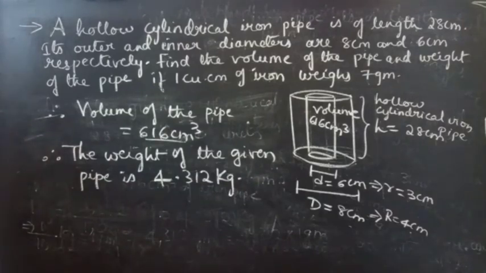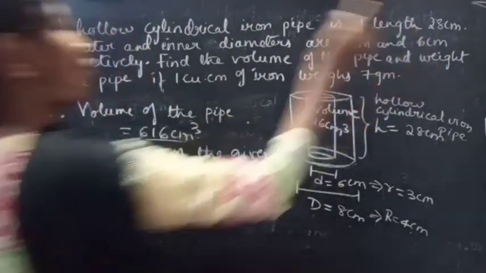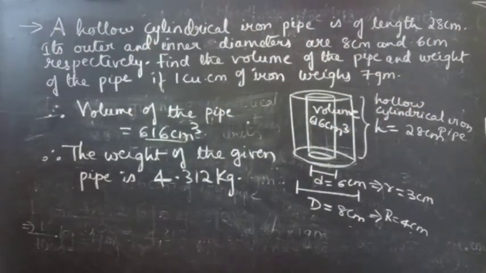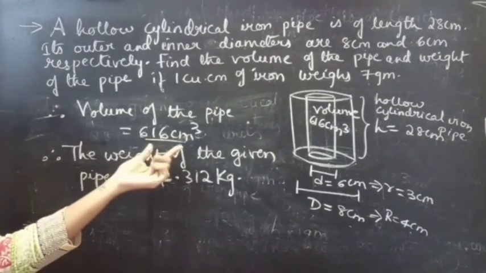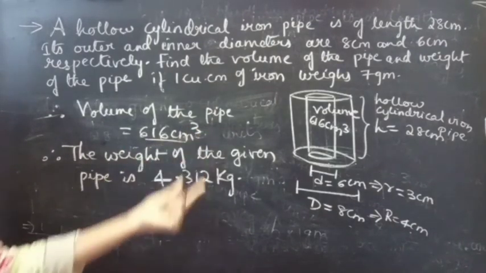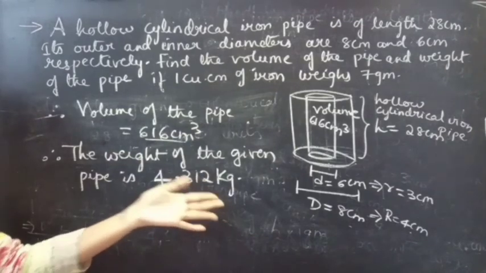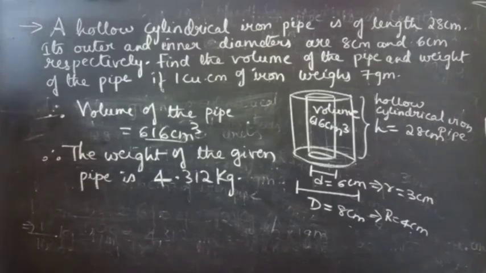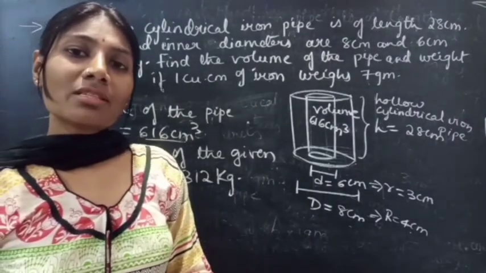So here we are asked to find the volume and weight of the given pipe. Okay. So we got volume 616 centimeter cube and weight 4.312 kg. Fine. So we have seen a problem in this video.